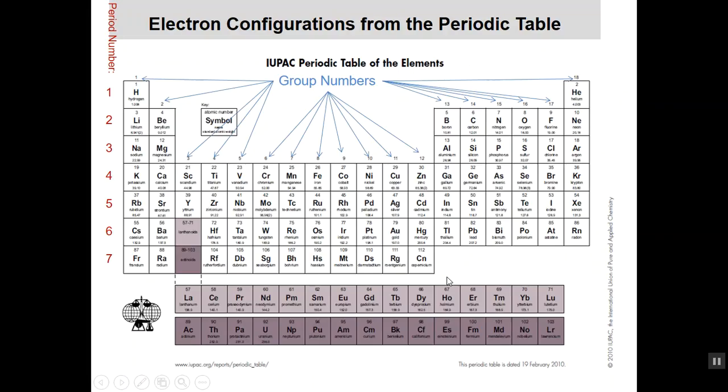So if I blow it up and take a look at it a little more carefully, you'll see the group numbers up here, 1, 2, 3, 4. You'll also see the period numbers down along here. So those are important to remember. Columns are groups, rows are periods.